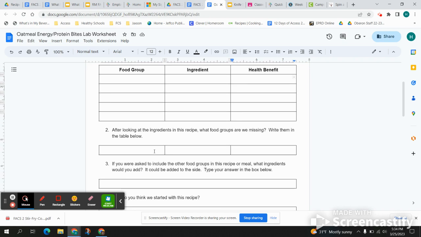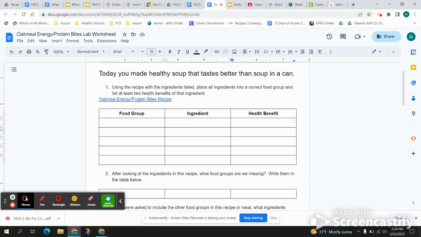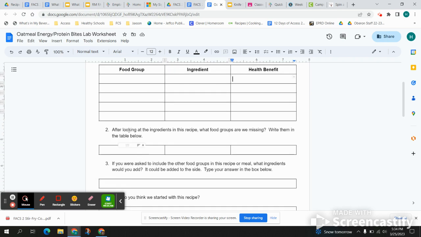And then number 2, so do it for all of them. So look at all the ingredients. Sorry, back to number 1. You'll fill in all the ingredients for the recipe. So whatever else is in the recipe, fill all the ingredients in, and then type whatever food groups they are in, okay? After looking at the ingredients in the recipe, what food groups are we missing? Write them in the table below.